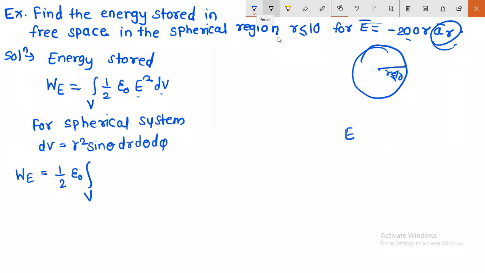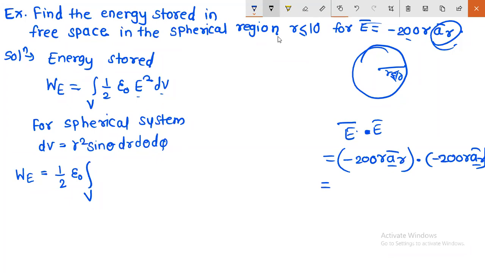This is E bar dot E bar, okay. E bar is equal to minus 200 r a bar r, right? Dot this minus 200 r a bar r. Now we are taking the dot product of these unit vectors, right? So a bar r dot a bar r is equal to 1. It means that there will be only this minus 200 r and minus 200 r.